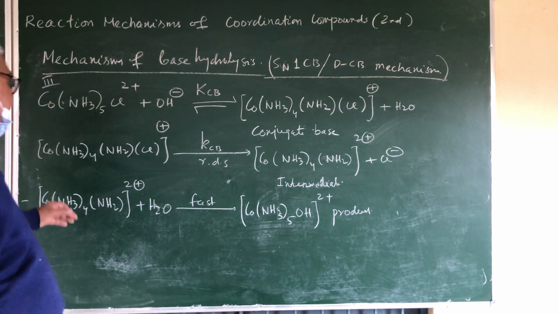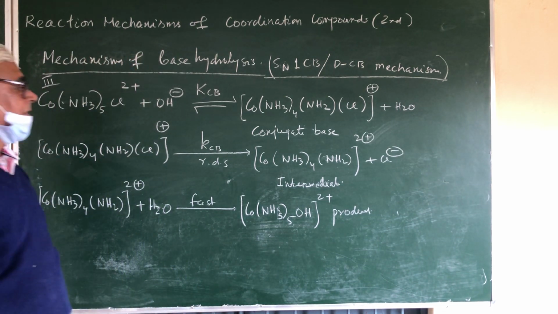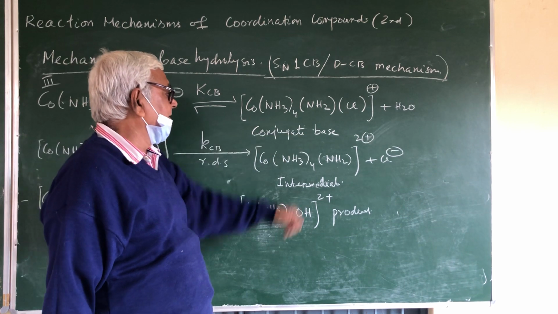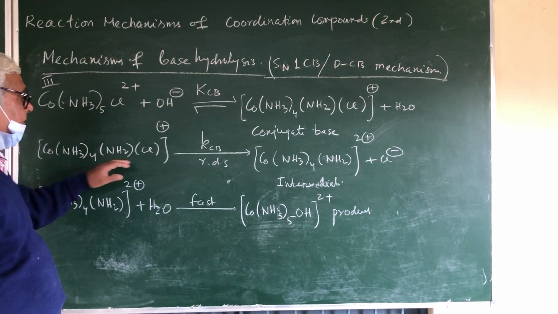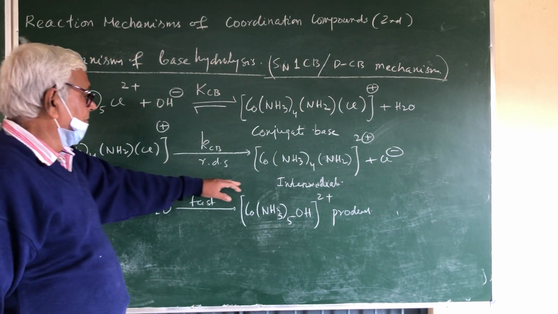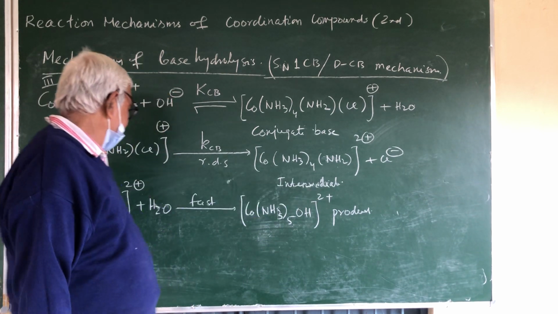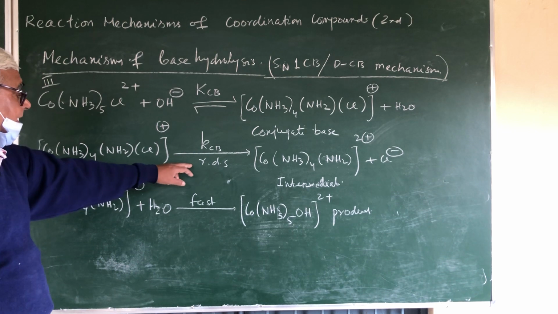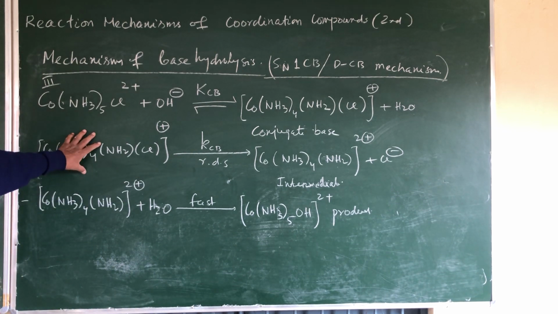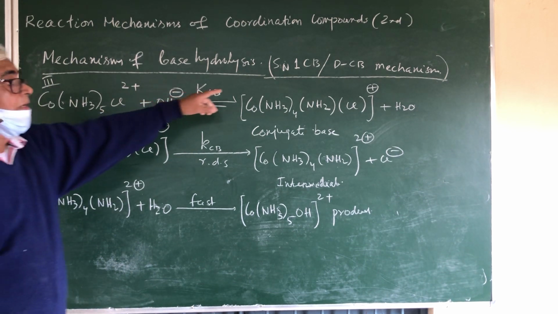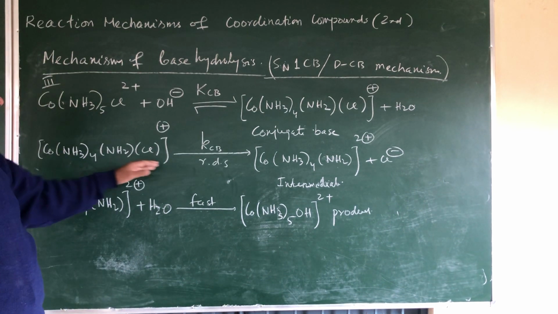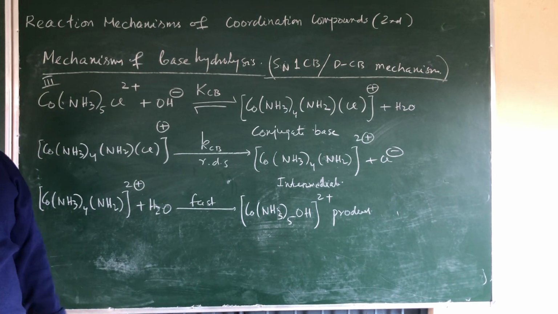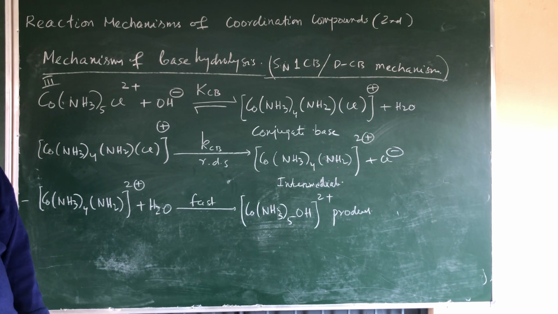So, a three-step process. First step, formation of conjugate base. Second step, slowest step, producing intermediate. Intermediate combines with water fast, producing the product. Now in the rate determining step, since only one species is involved, this is a unimolecular reaction.